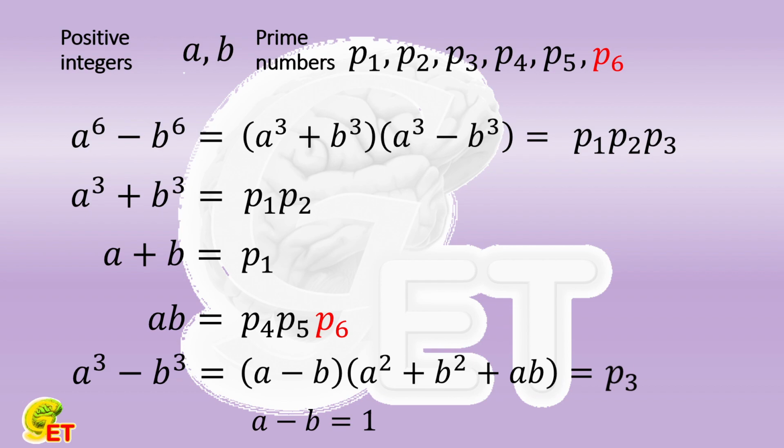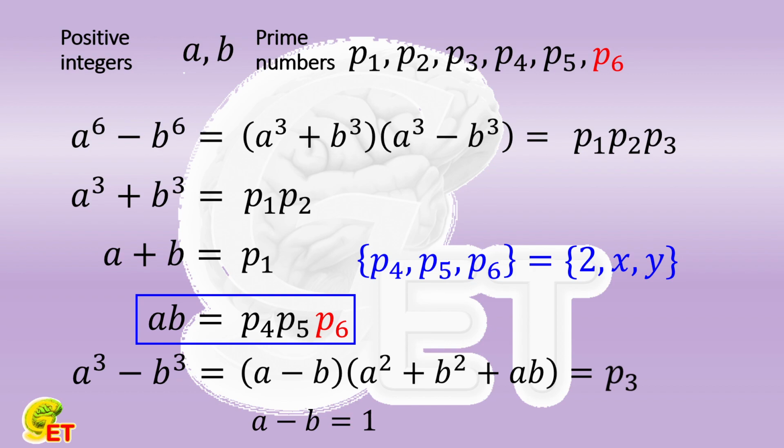One of a and b must be odd and the other is even. Then their product must be an even number. In yesterday's question, a times b has only two prime factors p4 and p5, so one of them is 2 and the other is 3. But in today's question, a times b has 3 prime factors, one of which must be 2, no problem. But the other 2 are not so easy to find.